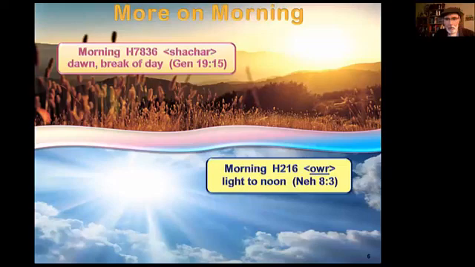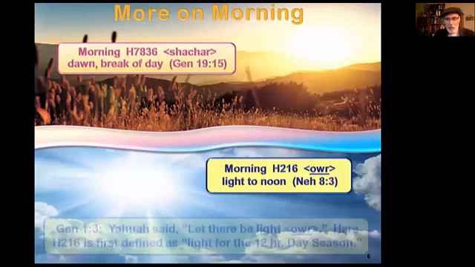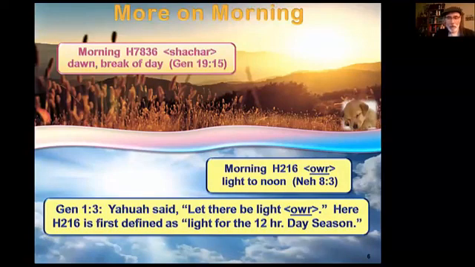Also, the word morning, you will find it listed as 216, which is 'or' in Hebrew. And this was found in Nehemiah 8:3, where the context for morning 'or' is light to the noon hour. Found that very interesting. But 216 shows up for the very first time in Genesis 1:3, when Yahuwah said, "Let there be light, let there be 'or'." So this is 216. It's first defined in the creation week as light for the 12-hour day season. But what I'm finding here in Nehemiah is that 'or' can also mean light to the noon hour. So that's taking in your full morning hours.